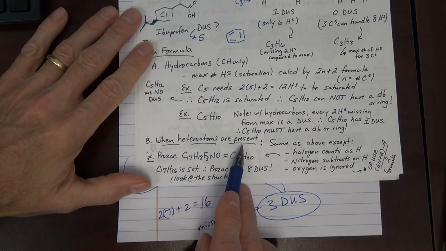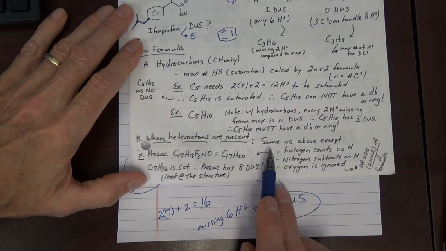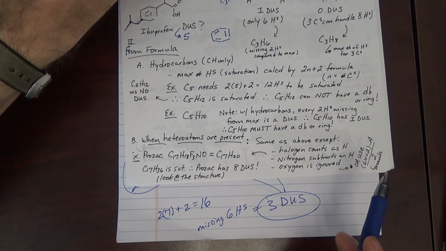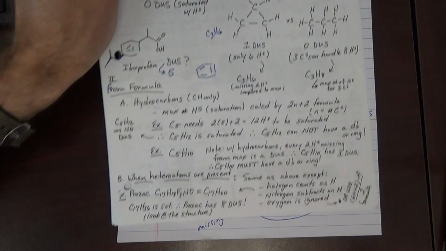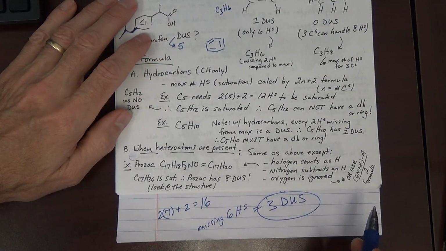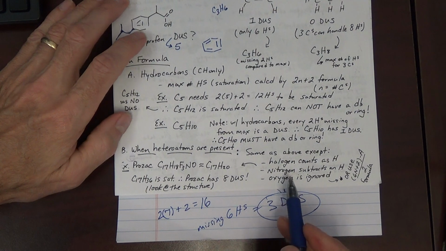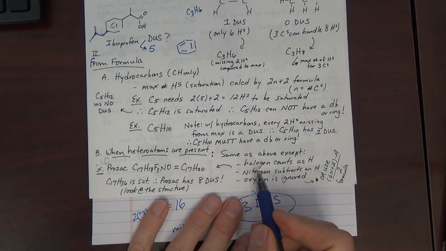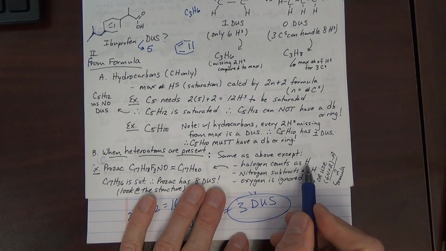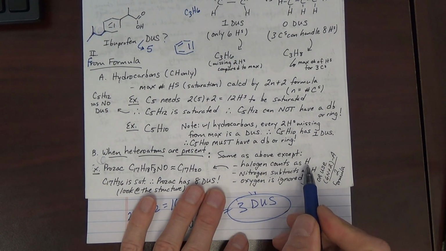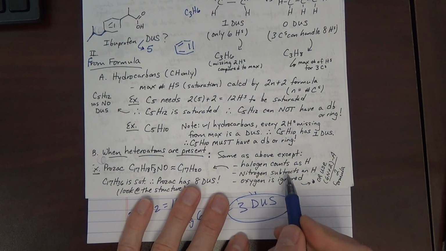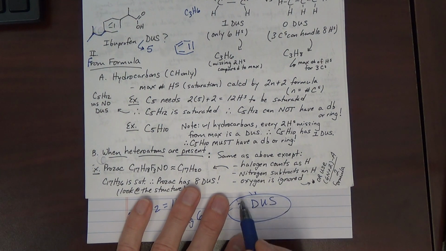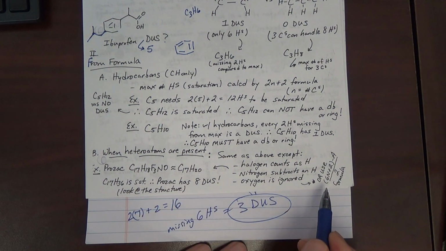What about when heavy atoms are present, or heteroatoms? Well, same as above. We still want to use our 2n plus 2 formula. However, we have to know how to count these heavy atoms, and that is stated right here. When you have a halogen, it counts as an H, or hydrogen. A nitrogen subtracts a hydrogen. We're going to have to explain these two. Oxygen is simple. Just ignore it. Okay?